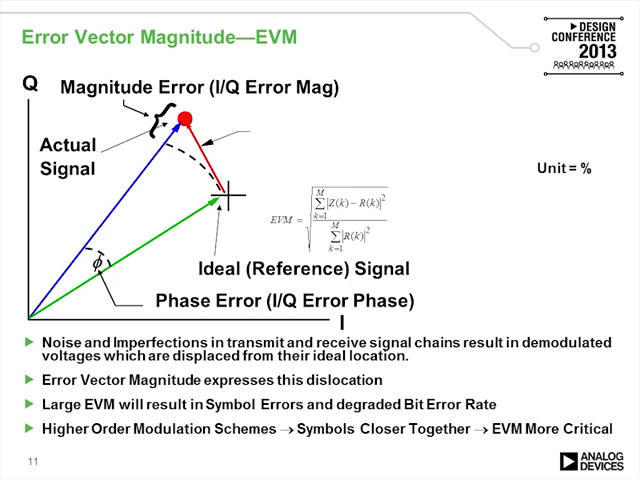When we're talking about higher level modulation schemes like 16 QAM, 64 QAM, 256, where we have our desired or ideal signal and the actual signal, we can measure this as a percentage. Noise and imperfections cause these displacements from ideal locations, and these large EVMs result in symbol errors or degraded bit error rates.